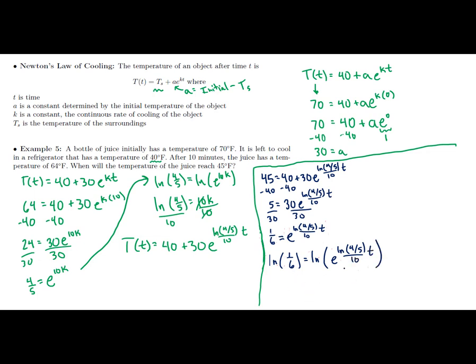And we know that on the right side here, the natural log and the e kind of cancel out, right? So this will be the natural log of 1/6 is equal to the natural log of 4/5 divided by 10 times t. So we multiply by the reciprocal on both sides to get that t all by itself.